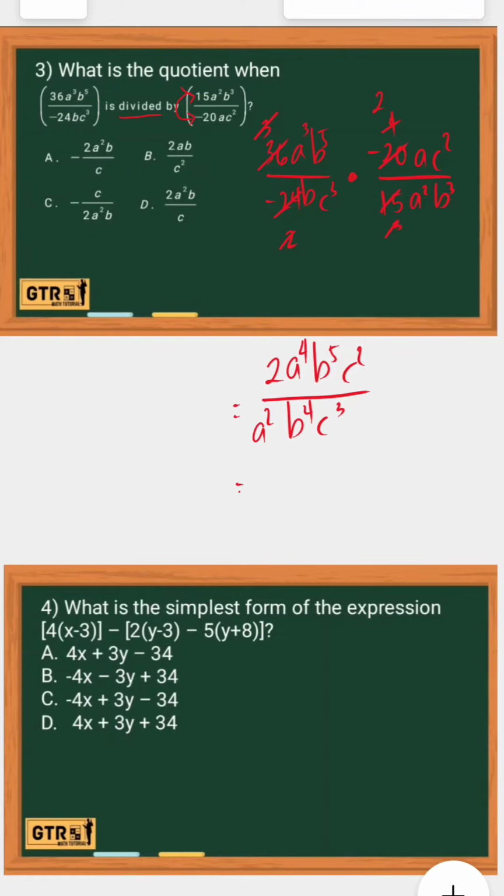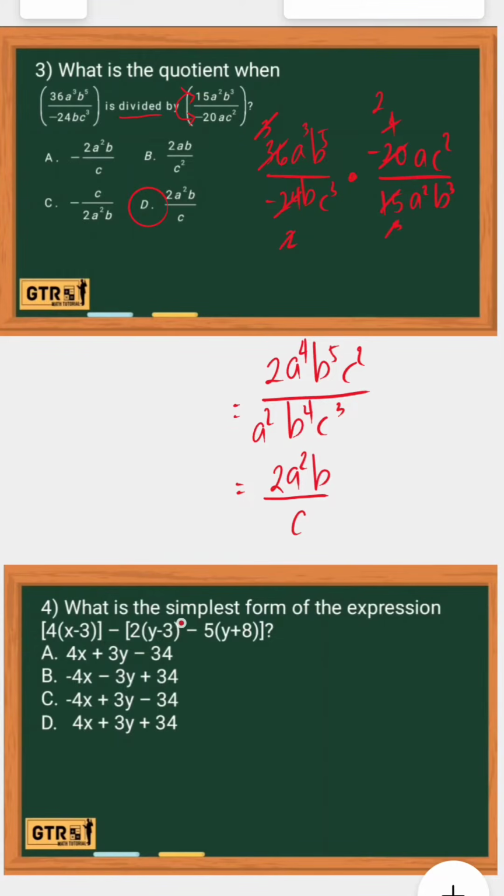Then now let us use the law of exponent, quotient law, a to the fourth over a squared. So just copy 2. Okay, a to the fourth over a squared. The exponent of the numerator is bigger, so therefore the answer is in the numerator, a squared. b to the fifth over b to the fourth. Again, the numerator is bigger, so 5 minus 4, that is b to the 1, or simply b. c squared over c cubed, the denominator is bigger, so therefore the answer will be in the denominator, c. 3 minus 2 is 1. So therefore the answer is 2a squared b over c. 2a squared b over c, which is letter D.